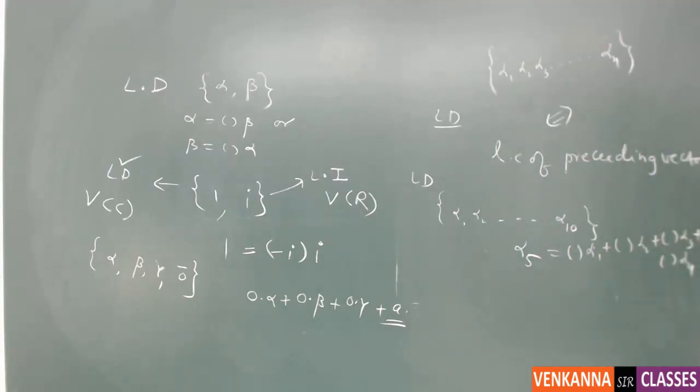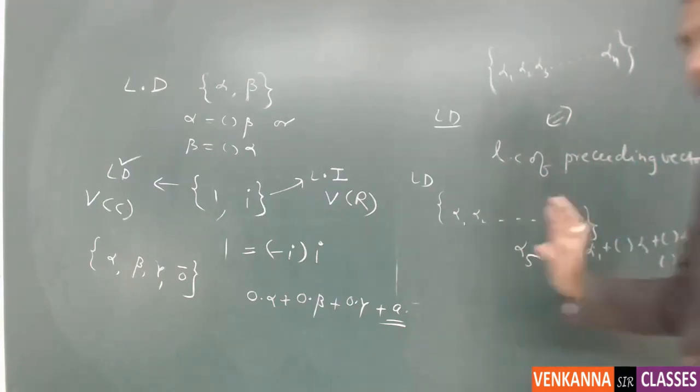Right? So if we say that the set is LD, you can find at least one vector which is a linear combination of preceding vectors. Is the point clear?